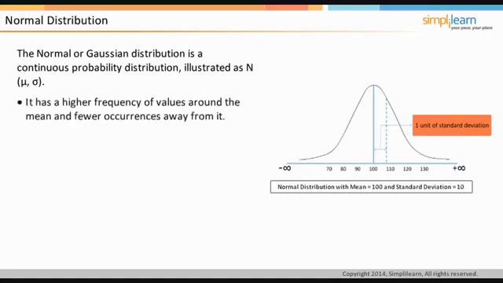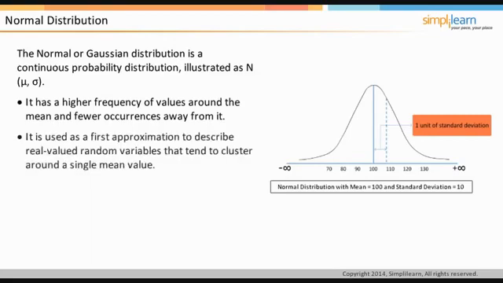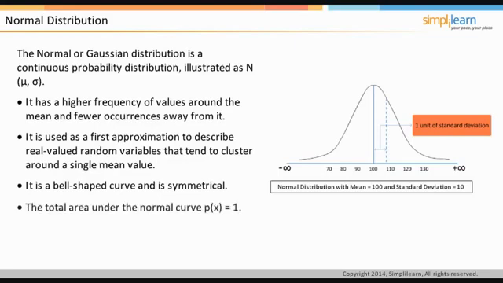Normal distribution normally has a higher frequency of values around the mean and lesser occurrences away from it. It is often used as a first approximation to describe real-valued random variables that tend to cluster around a single mean value. The distribution is bell-shaped and symmetrical. The total area under the normal curve is 1, which is P of x.